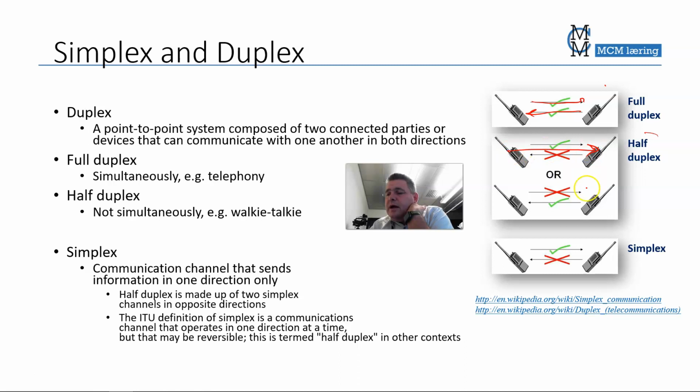One talks and then a minute later the response comes. So you can only communicate one way at a time. That's called half duplex. Simplex is, for example, broadcast, where you communicate one way only. There are, however, other definitions, like ITU, the International Telecommunications Union, where, for example, the half duplex term is sometimes used when you communicate one way only.